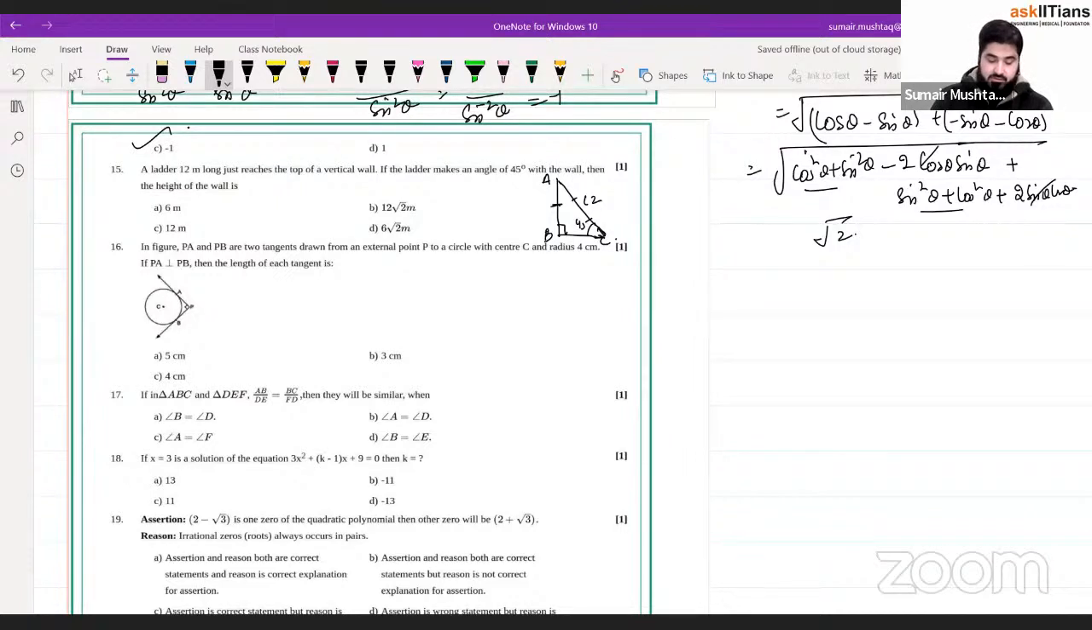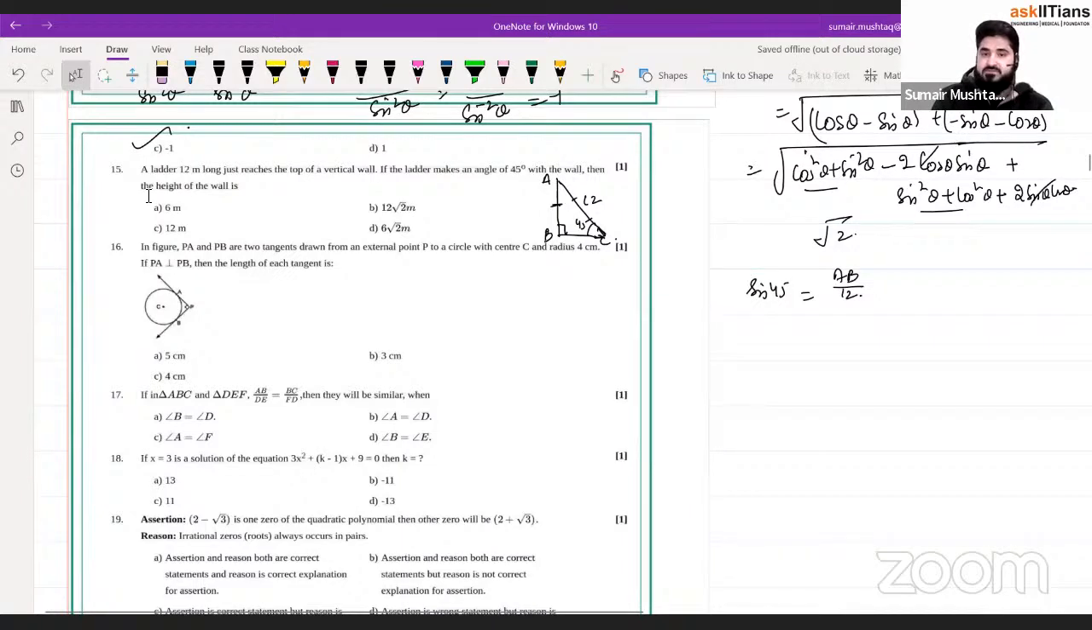Should I use tan? Should I use cos? Should I use sine? Yes, very nice. You use sine 45. That is equal to sine 45, that is AB upon this thing, that is 12, right?